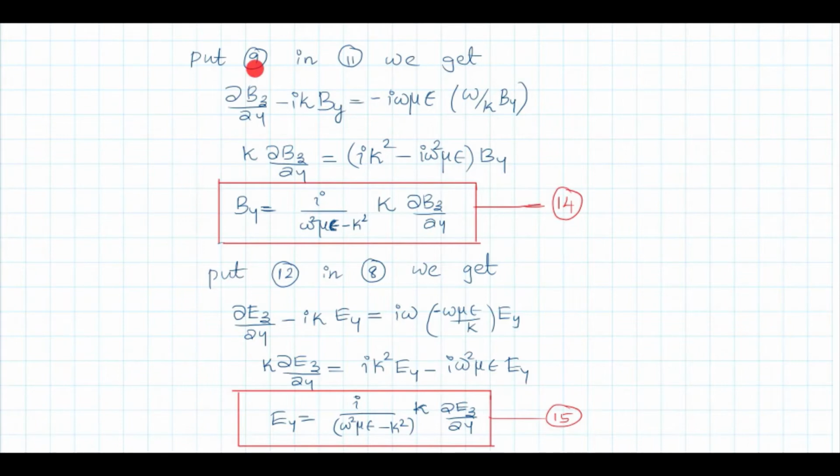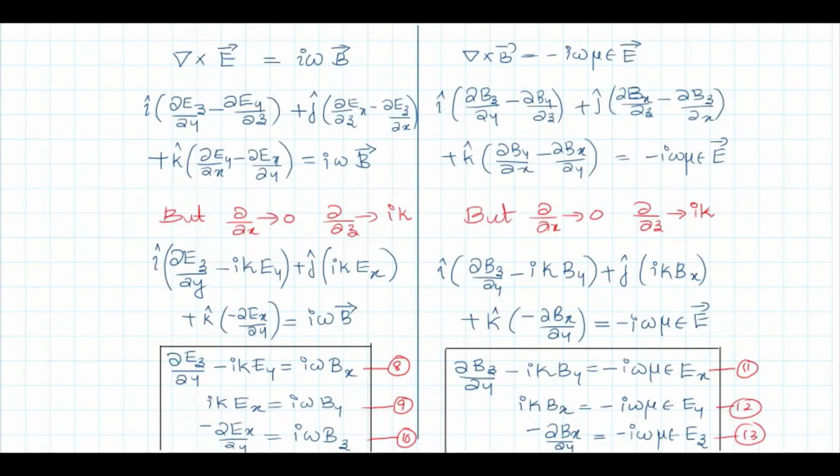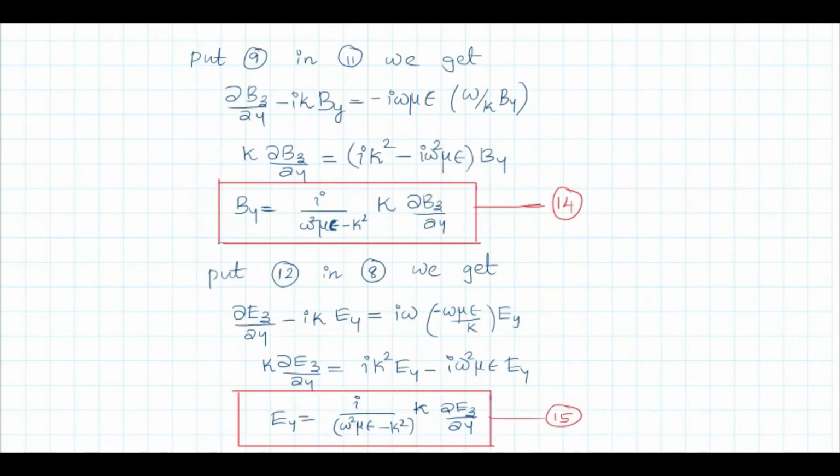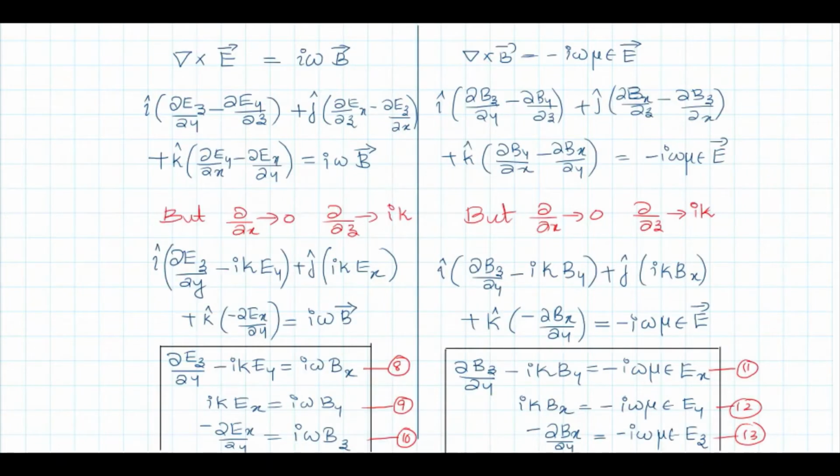Now put equation 9 in 11. Our aim is to find expressions for Bx, By, Ex, Ey in terms of Ez and Bz. What is our aim for doing all these things? Finding Ex, Ey, Bx, By in terms of the z components Ez and Bz. So put equation 9 in 11.